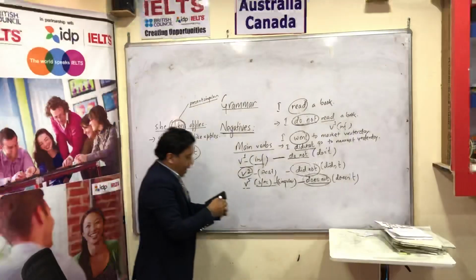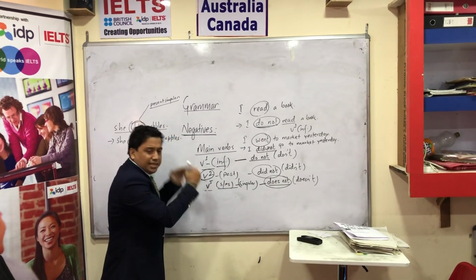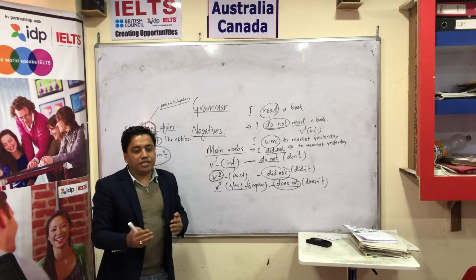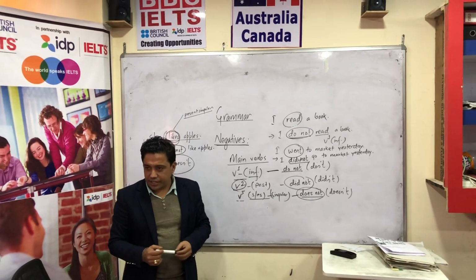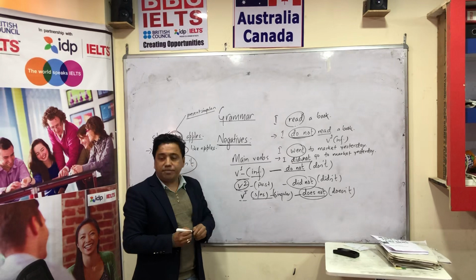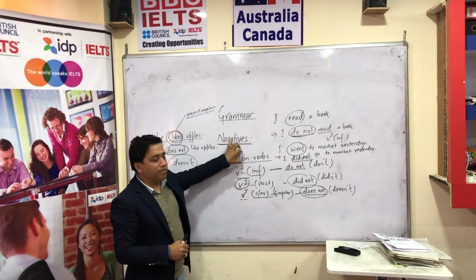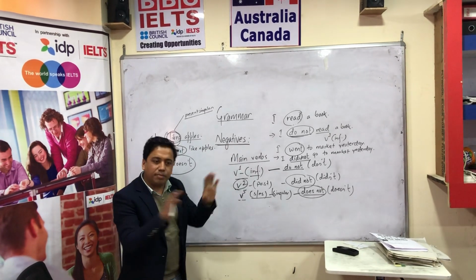Okay. Now these are the basic ways how we change into negatives. Okay, do you understand? How we change the negative of auxiliary verbs and how we change the negatives of the main verbs. Do you understand? Are you clear about it?